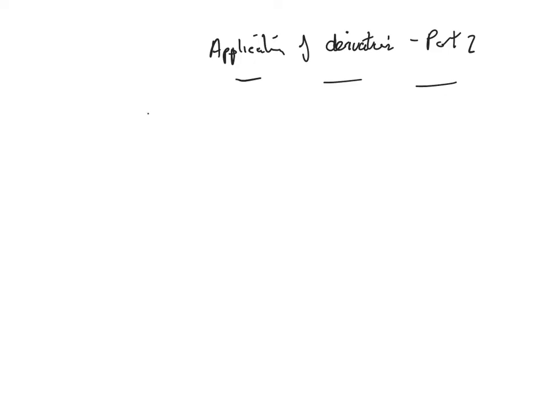Okay, we're going to do applications of derivatives, part 2. This is just some more examples. Example 1, we're going to find the rate of change, and let's split this into different sections. Part A, f of x equals 6 over x at x equals 3.